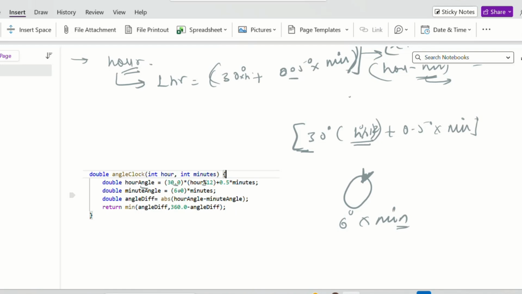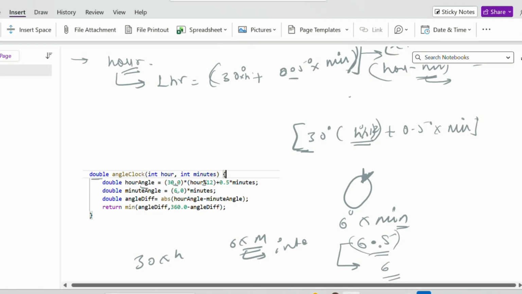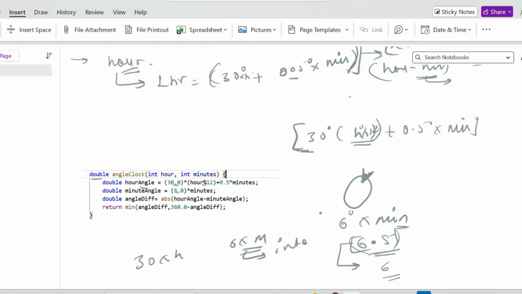And I'm using this 30.0 and 6.0. The reason for using this is that we need to convert to double. If we just use 30 into hour or 6 into minute, then it will be converted into an integer, and we will not get the correct answer, because if it is 6.5, then it will cast this into the integer and give us 6, which is wrong. We need the proper floating point number, so we need this in double. That's why I'm using this 30.0 and 6.0.